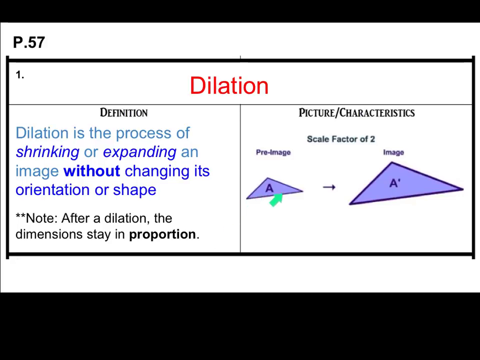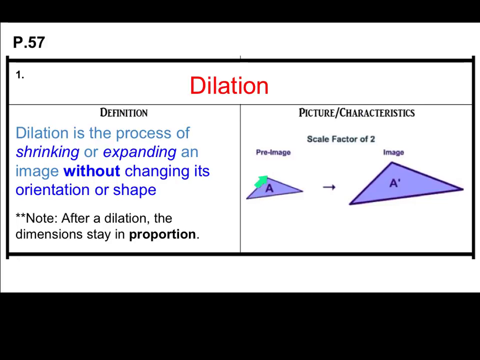So you want to pay attention to the way the letters or whatever it is describing the image or pre-image is labeled. So look at this is triangle A. And this is triangle A prime. Remember that from first semester? Prime was what it was labeled as once we did something to it, like we rotated or translated or reflected an image, we added a prime symbol to it. So the same thing works here.